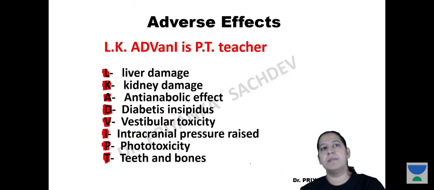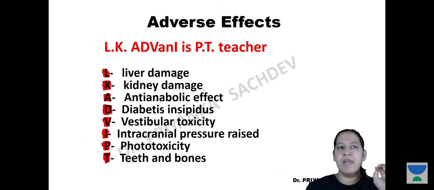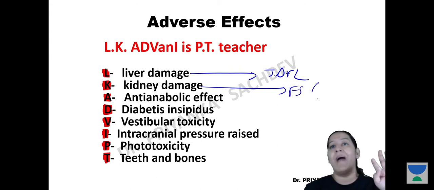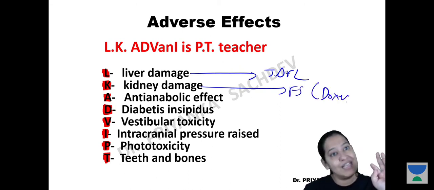So give me a thumbs up. LK Advani, what will happen in the liver? Let me summarize. What will happen in the liver? Jaundice and fatty liver, all tetracyclines cause. In the kidney, all cause Fanconi syndrome except doxy. Doxy is safe in the kidney.